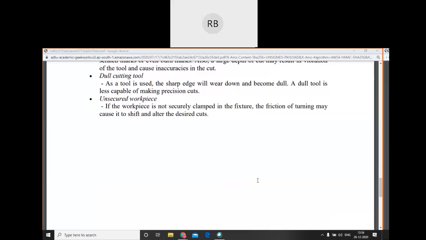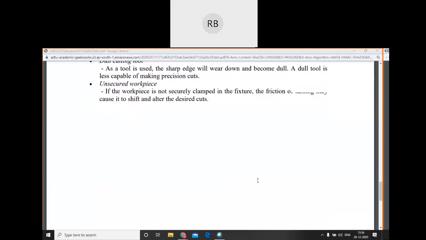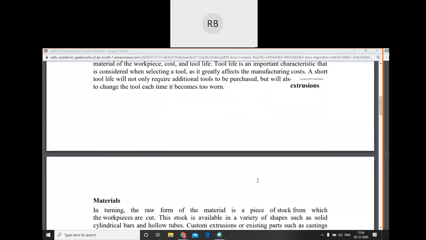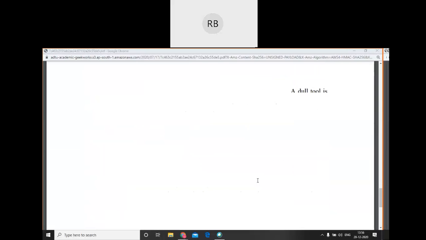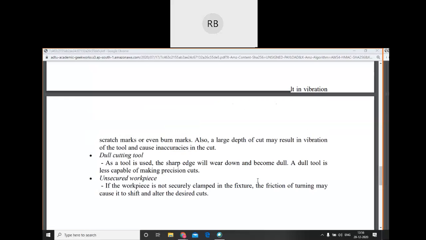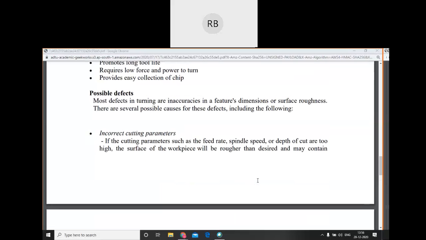Dull cutting tool. As a tool is used, the sharp edge will wear down and become dull. A dull tool is less capable of making precision cuts. Unsecured workpiece. If the workpiece is not securely clamped in the fixture, the friction of turning may cause it to shift and alter the desired cuts. So these are a few defects that might possibly occur during your turning operation.